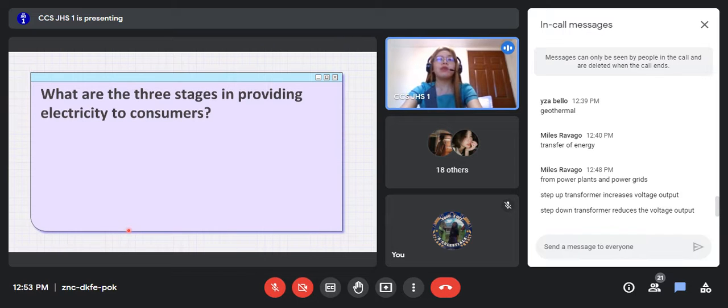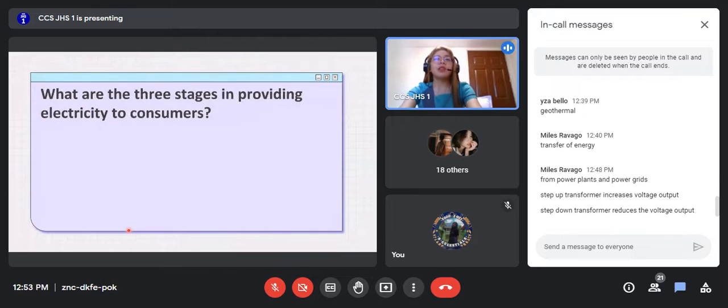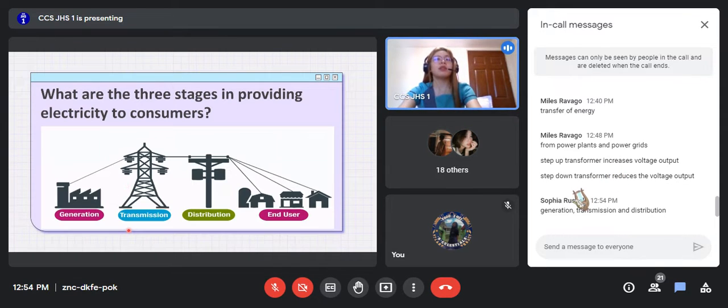So let's have our review. What are the three stages in providing electricity to consumers? So kana lang siya for the distribution of electricity. What are the three stages in providing electricity to consumers? Please mention again. What are those stages? Please type it in our public chat box. Okay, generation, transmission, and distribution. Okay, that is correct.